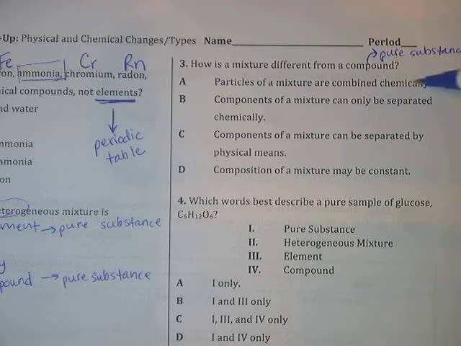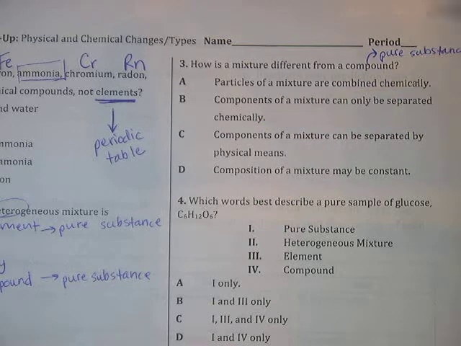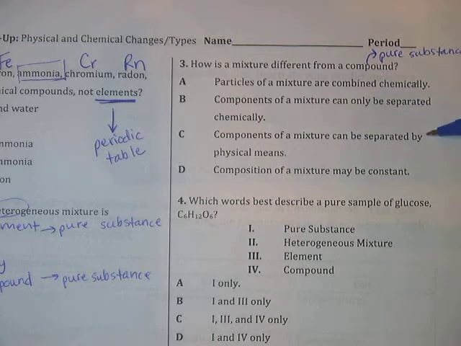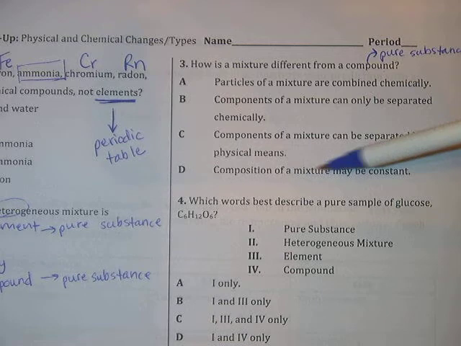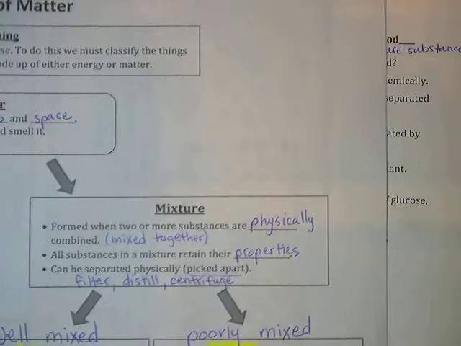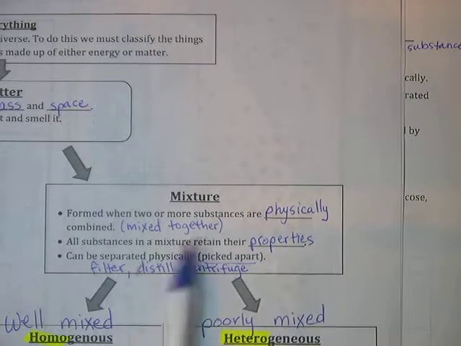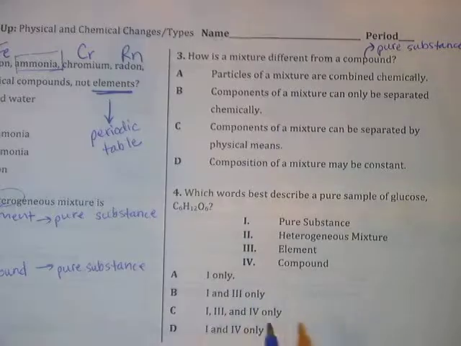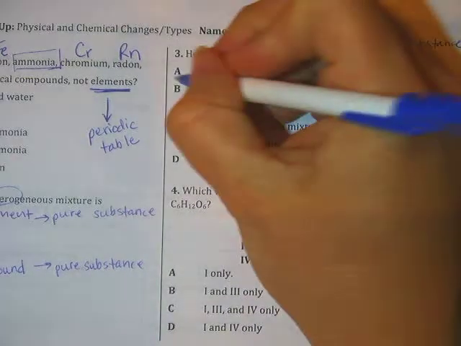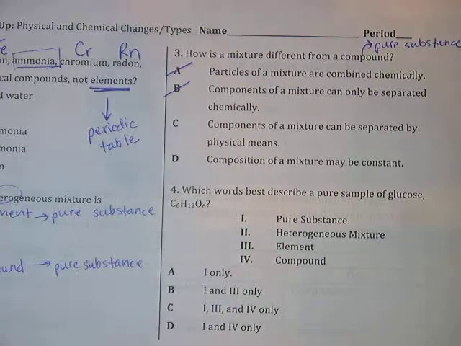Particles of a mixture are combined chemically. Components of a mixture can only be separated chemically. Components of a mixture can be separated by physical means, and composition of a mixture may be constant. If we look back at our notes about mixtures, back on page 45, our notes said that they have to be physically combined and physically separated. So that right there knocks out A, saying chemically combined, and B, saying separated chemically.